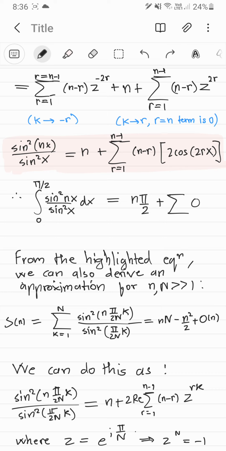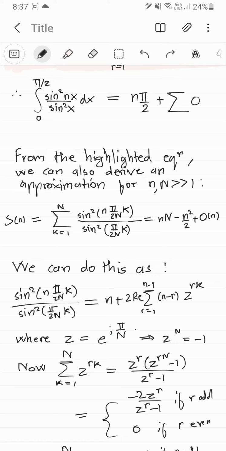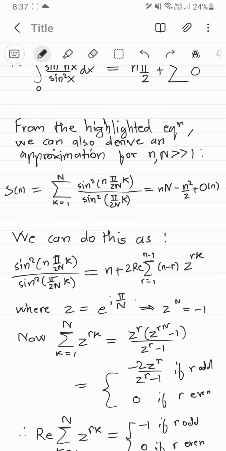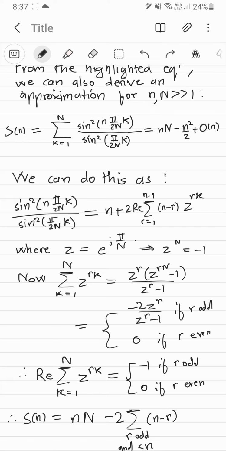First, this 2 cosine of all that, we can write using the real part function. It will be the real part of z power rk, where z is e power i pi by N. You can check yourself, this does work, because it's supposed to be cosine of 2rx, so instead of x you put pi by 2N k, and this just becomes pi by N times r times k. So this works out. From this you can easily get that it's the Nth root of negative 1, so basically the 2Nth root of unity.